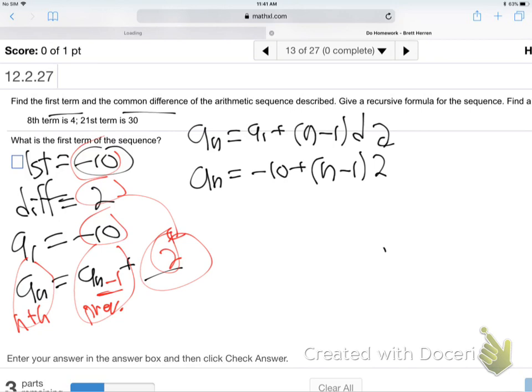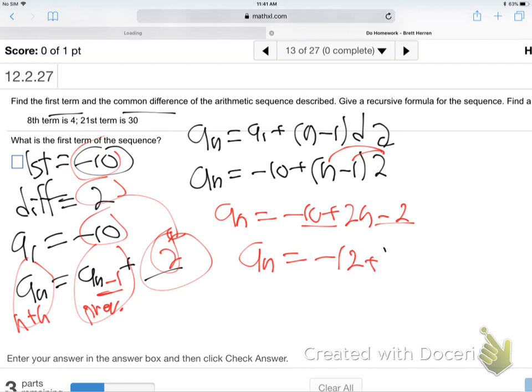And then finally, they want the A sub n formula. They do want you to clean this up first. So they want you to go negative 10 plus 2n minus 2, negative 10 minus 2, minus 12 plus 2n. That's the final thing they want. Is that good? So this is the recursive because we're basically saying you take the previous term, you add 2 every time. That's what you do. You just add 2 every time. All right.